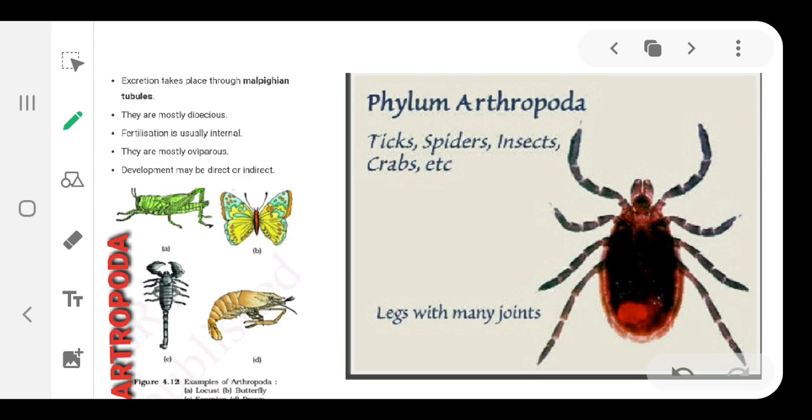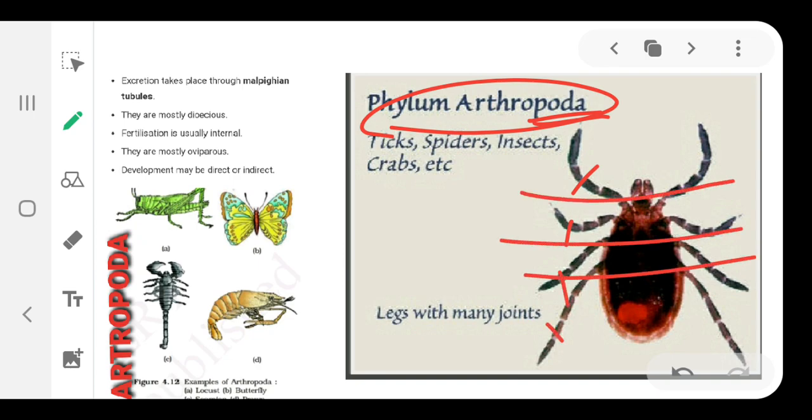All is not the right word, but maximum animals in the animal kingdom. So the phyla is called arthropods. Okay, arthropods. The pod means legs. So they have joint legs. You can see they have these four pairs joined together, hence the name Arthropoda. Okay, so legs with many joints.